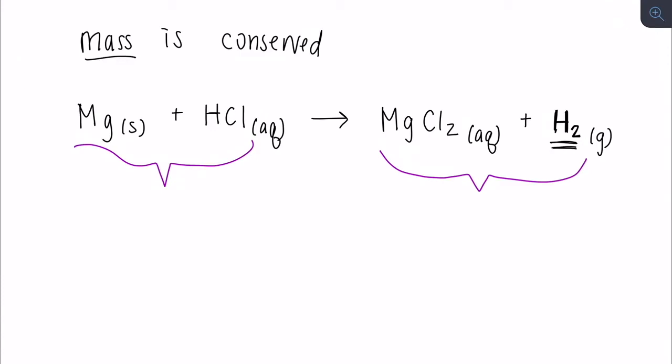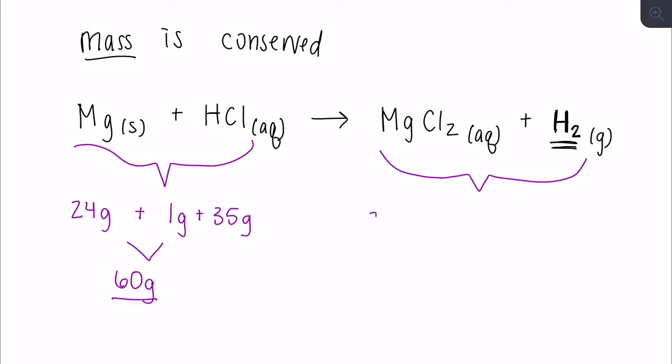So one magnesium weighs 24 grams. One hydrogen weighs 1 gram. And one chlorine weighs 35 grams. If we add all that up together, we get 60 grams. And then we can do the same on the other side. If we have properly represented our chemical reaction here in our chemical equation, then the mass on the product side should also be 60. That's how we know mass has been conserved.